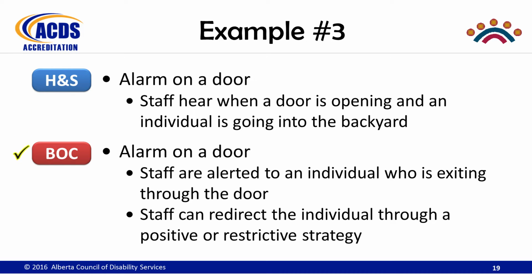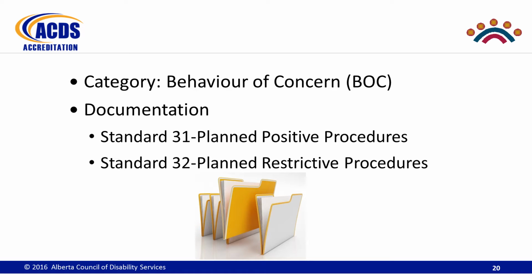If, in a different example, the alarm on the door alerts staff that an individual is leaving and staff redirect the individual as there is a behavior of potential running away, this is an identified behavior of concern and that would fall under this category. Requirements may fall either under Standard 31 for a positive plan or Standard 32 for a restrictive plan.